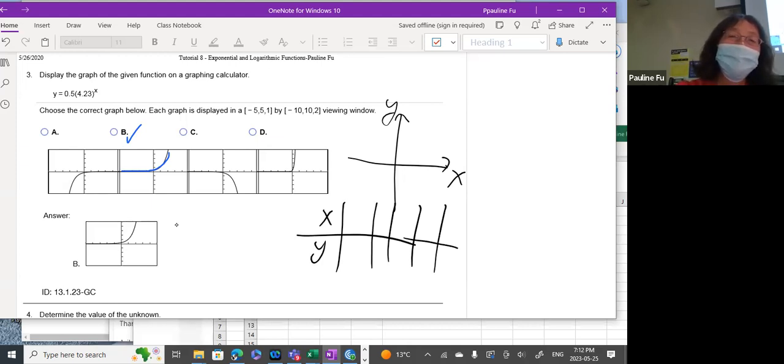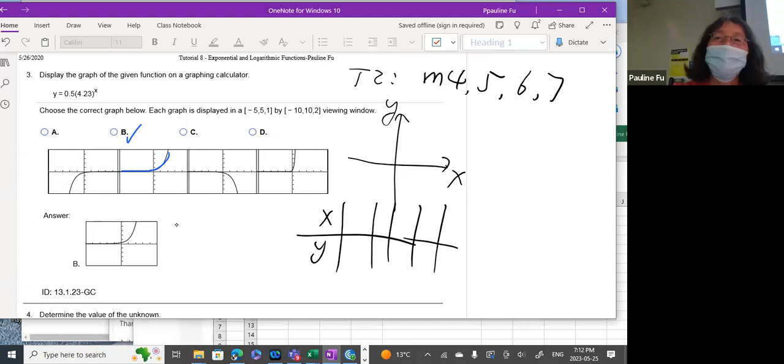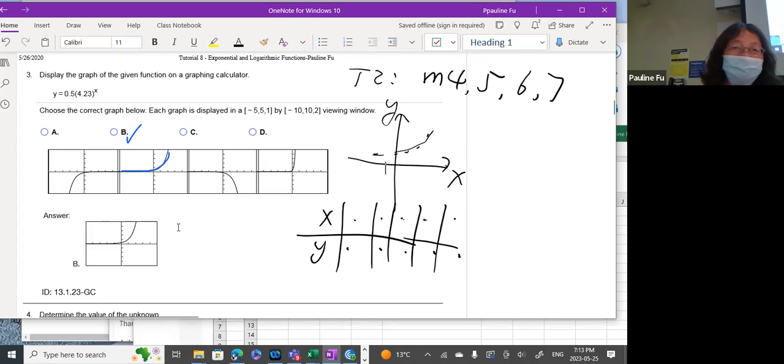This is module 8. Test 2 covers modules 4, 5, 6, and 7. Module 8, today's content, will be on the final exam, not on test 2. You pick some X, then calculate y, and then you make a point on the xy plane. And connect those points, you get a graph. Okay. Questions?